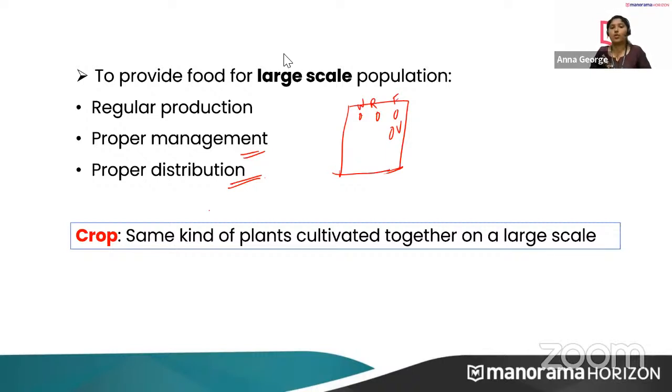No, absolutely not. If we want to consider this piece of land being cultivated for a crop, there should be the same kind of plants. If this is wheat, the whole plot should be wheat. Okay, so this can be considered a crop: the same kind of plants cultivated together on a large scale.